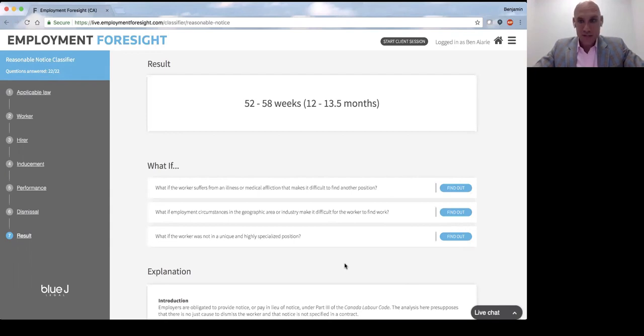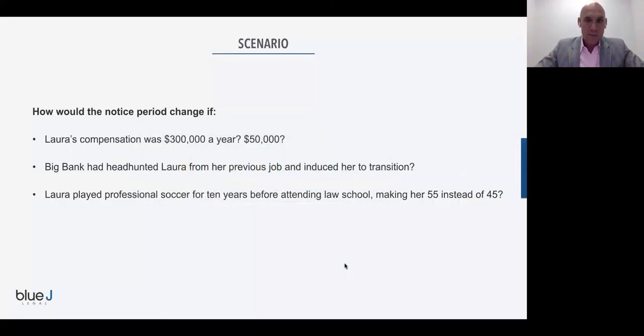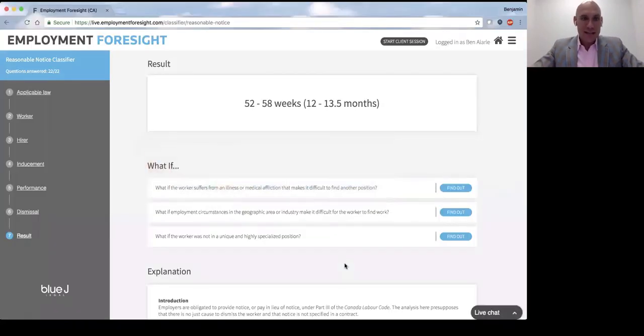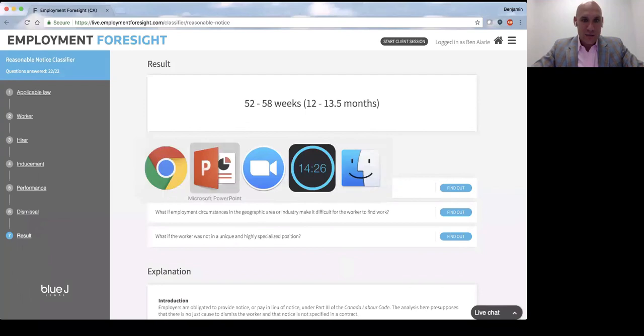And almost all circumstances here. Okay, so let's hop back here. Oh, this third one is pretty interesting, right? So let's keep all the facts the same, but let's just say that Laura played professional soccer for 10 years before attending law school. So all that's changing on these facts is that Laura is going to be 10 years older, because the rest of her career is exactly the same. So instead of being 45, she's going to be 55. Let's see how that influences the results here.